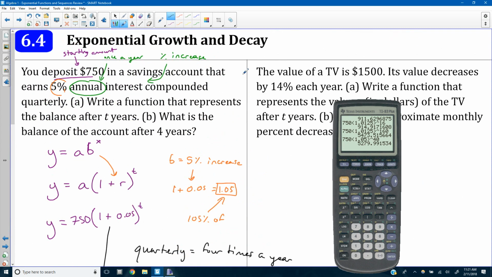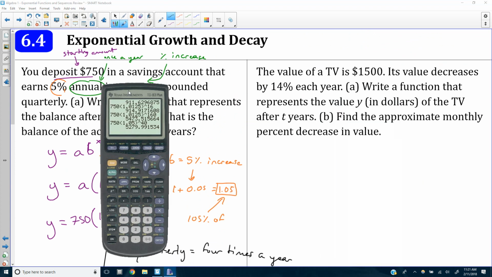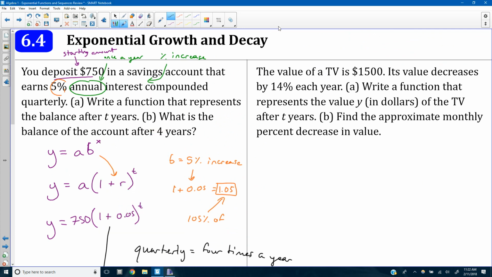Okay, part B, or the second problem here. The value of a TV is $1,500, and its value decreases by 14% each year. Write a function that represents the value y in dollars of the TV after t years. Find the approximate monthly percent decrease in value.